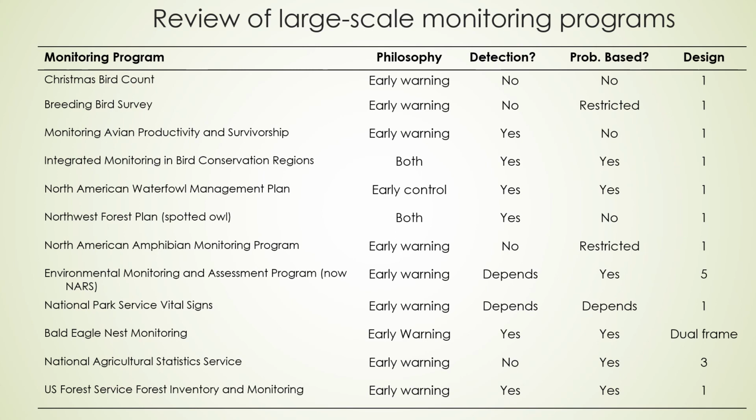I'm not going to try to go through all the rest of these. Again, some of you might be familiar with them. One thing to notice is on that right-hand column is that almost all of them are design one, where you basically just go to the same sites year after year. On the left-hand side, almost all of them are the early warning design. Really only the North American Waterfowl Management Plan is the early control type. And there's a real smattering of whether or not detection probability is accounted for.